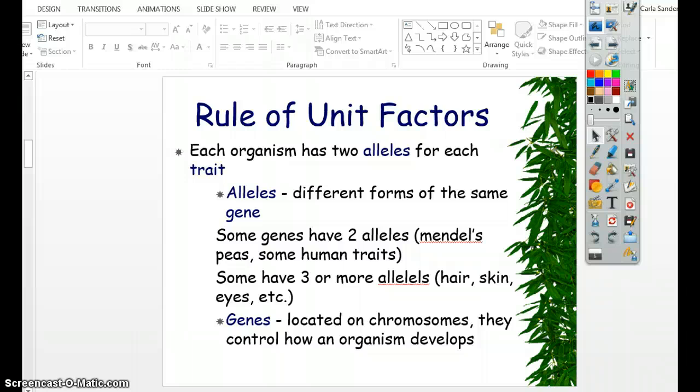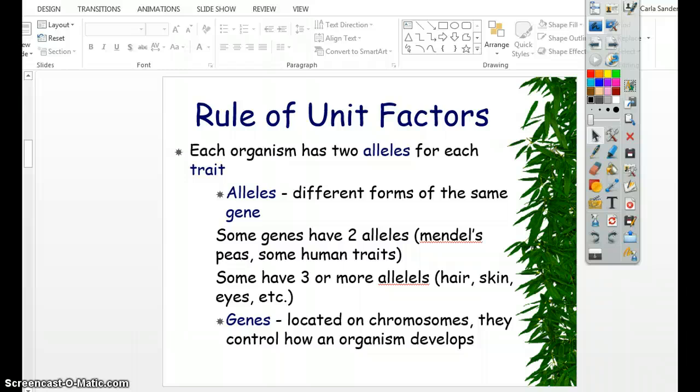There are genes out there that have two alleles. There are the simple ones. Mendel got lucky picking peas because he had tall or short, yellow or green, round or smooth, or wrinkled. He got lucky. He had two alleles. If you start looking at humans, we're a lot more complicated than that. Some of our traits have three or more alleles. Think about your hair color. You have the brown allele, the blonde allele, the black allele. Skin color, all kinds of alleles. So we are starting out simple. We're going to look at stuff that has just two.